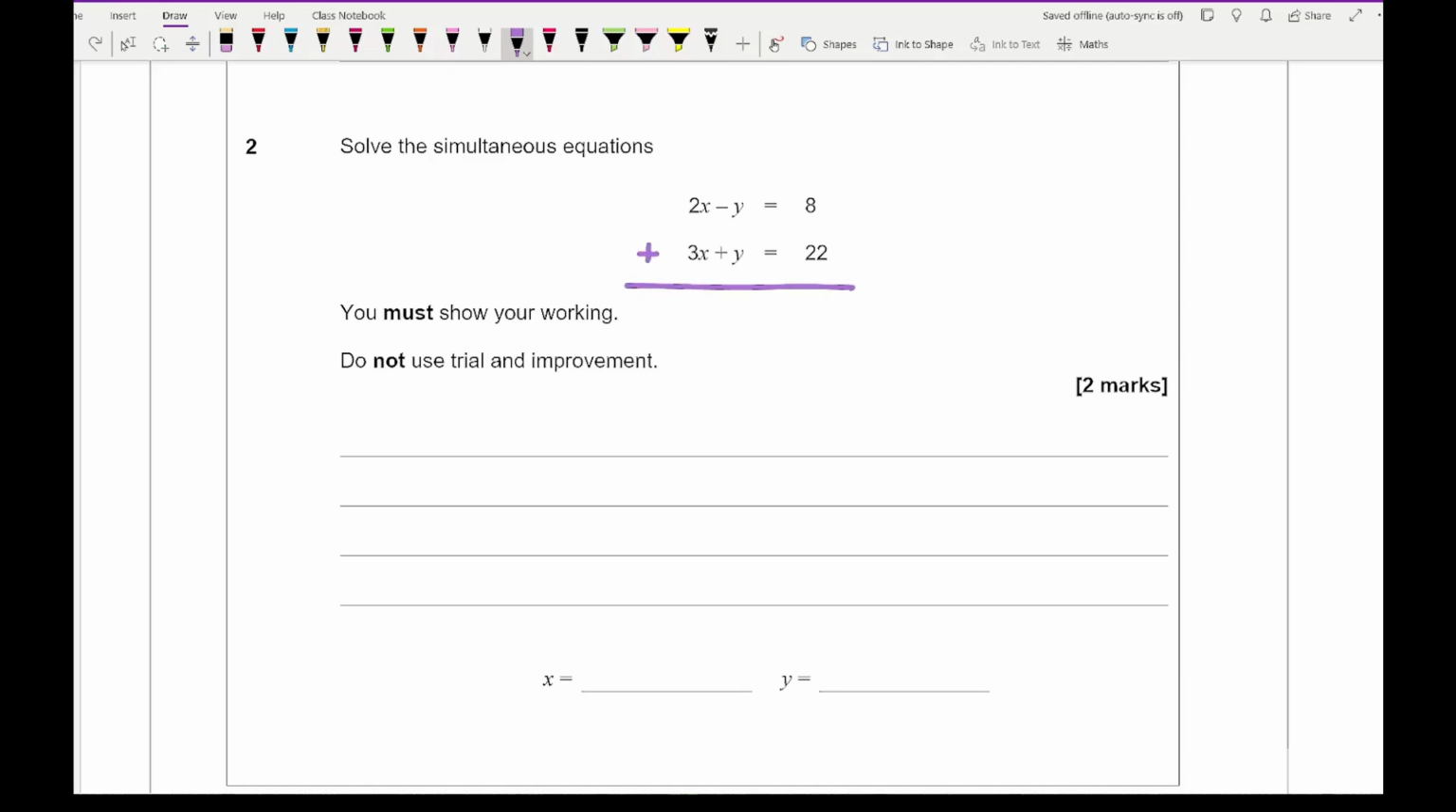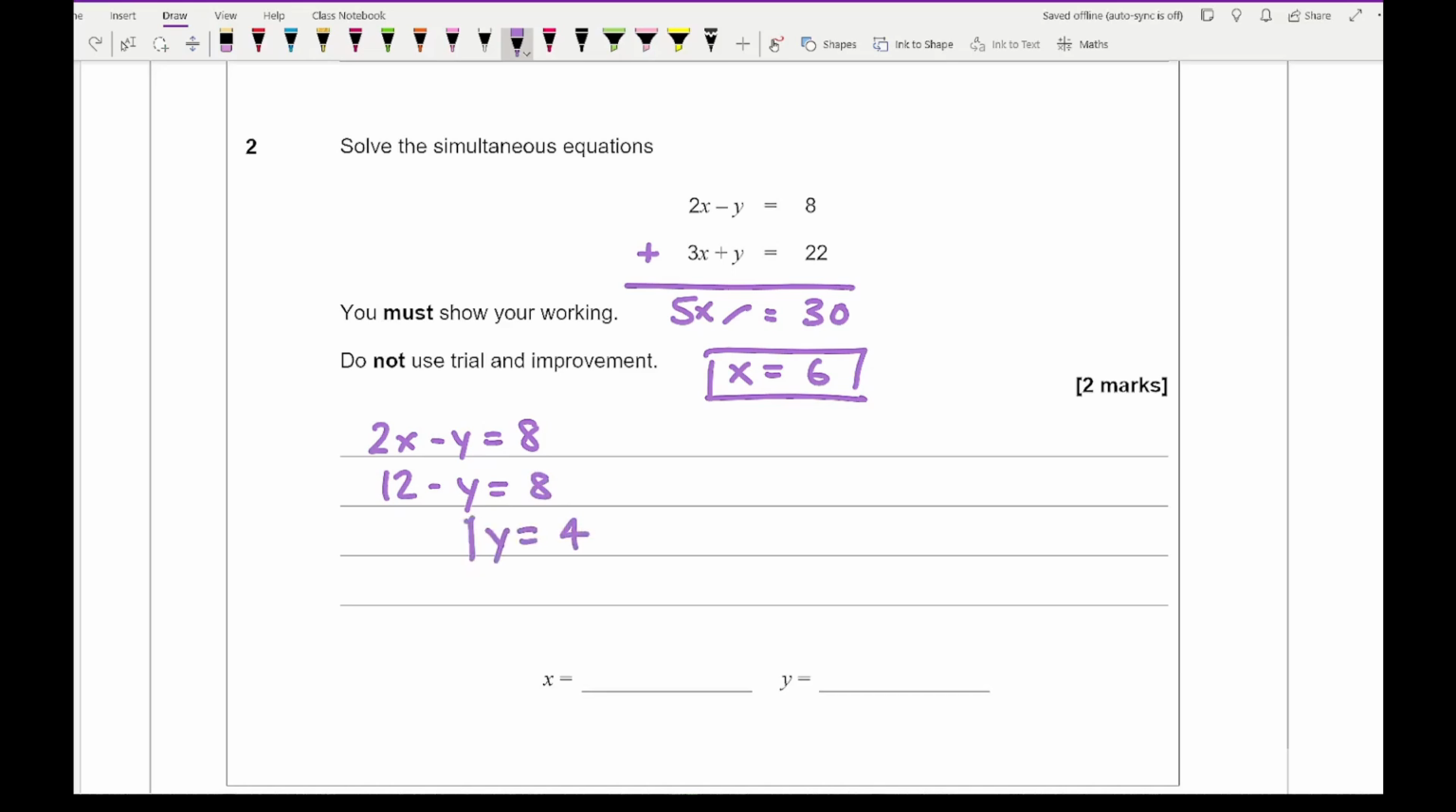So here, 2x plus 3x is 5x. The y's cancel out, and 8 plus 22 is 30. So 5x equals 30, so x equals 6. So then using 2x minus y equals 8, and knowing that x equals 6, I've got 12 minus y equals 8, so y equals 4. So I also need to write down my values of 6 and 4.